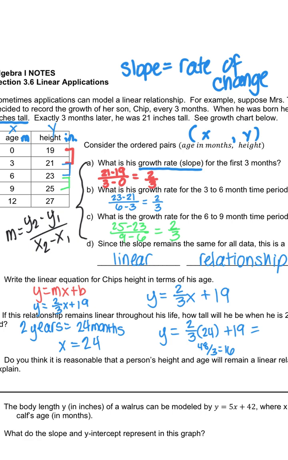And I'm not sure if you're going to be able to use a calculator on this section yet or not. I think so, but at this point, you could still do it by hand. So 16 plus 19 gives us 35. So 35 inches.